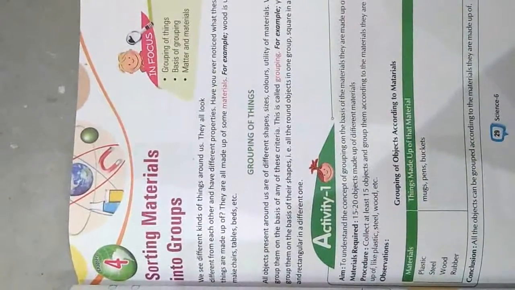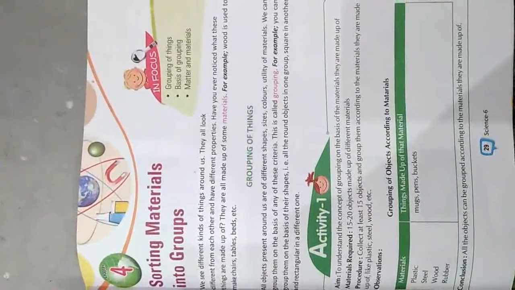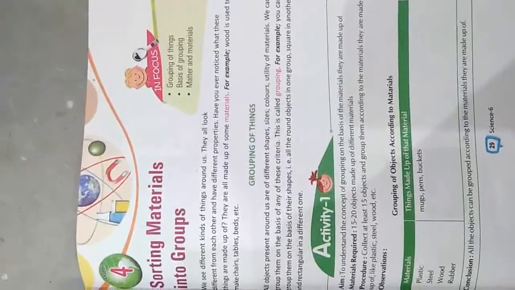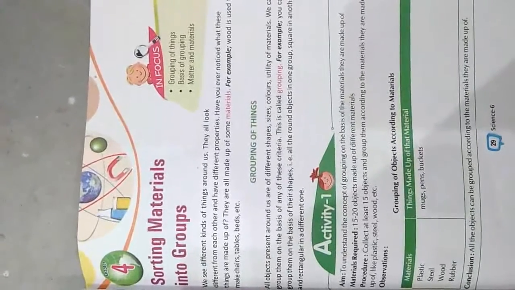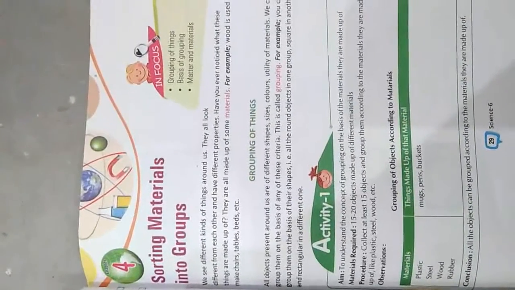So all objects present around us are of different shapes, sizes, colors, utility and materials, which are the physical properties, and we can group them on the basis of any of these criteria. This is called grouping. For example, you can group them on the basis of their shape: all round objects in one group, square in another, and rectangle in another group.